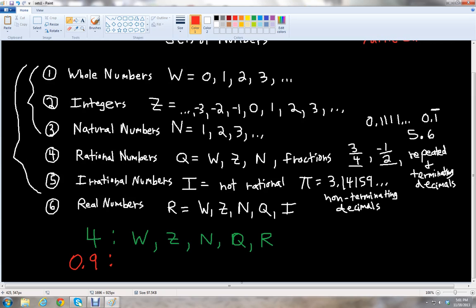Now the rational numbers, we notice that there's a terminating decimal, right? So we have 0.9, so that would be a rational number, so we would have Q. It can't be an irrational number since it is rational, so we leave that one out. And then finally, not only is 0.9 a rational number, it's also a real number.